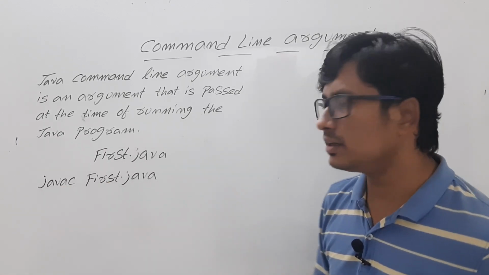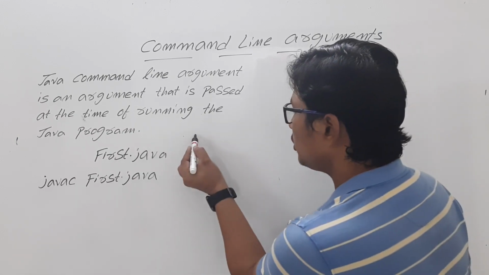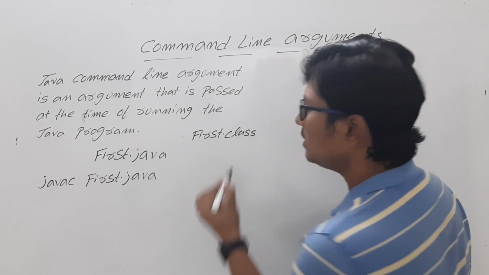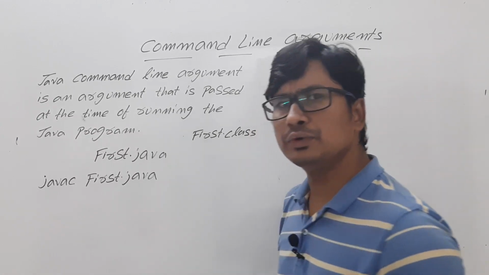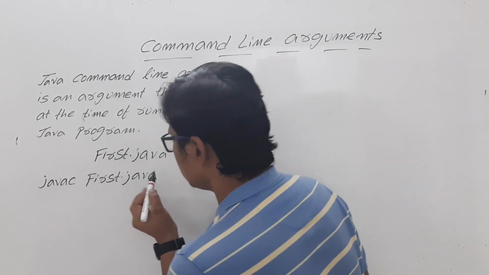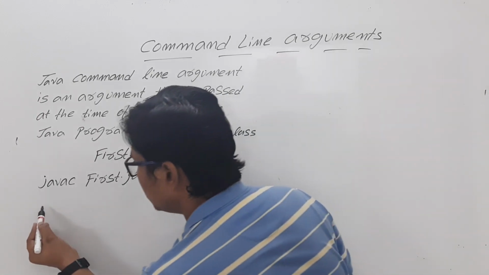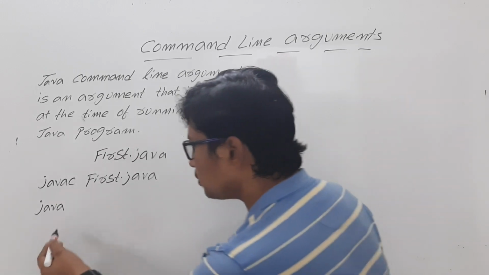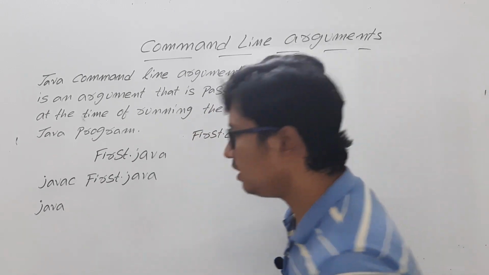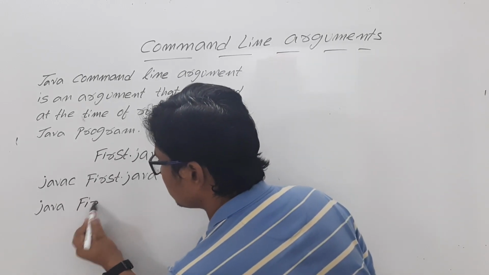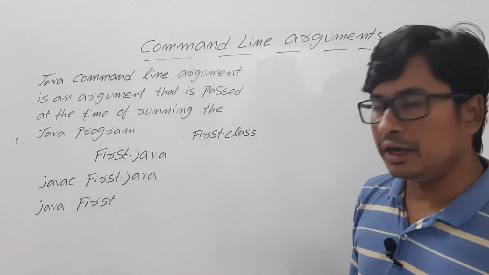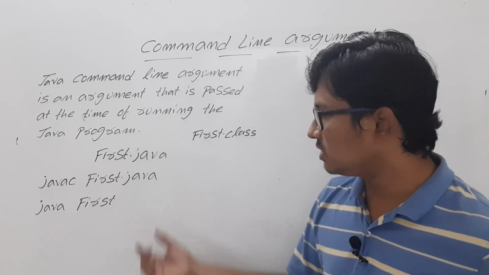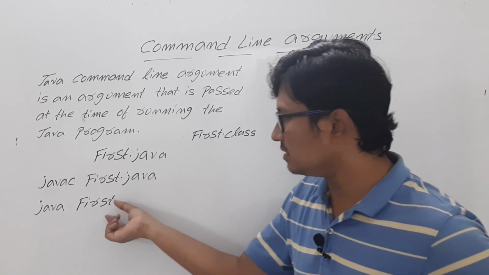If there are no errors, then a first.class file will be created. This is useful for you to compile the program. If you want to compile, we write javac. If you want to run, we give java first only. This is the way you give the command to run the first.java program. So this is compiling and this is running.